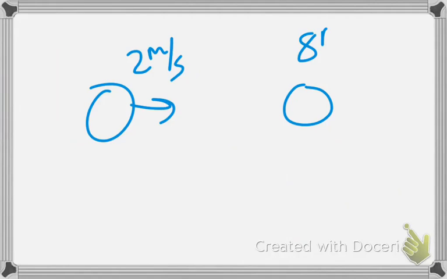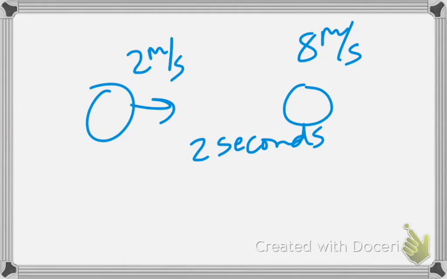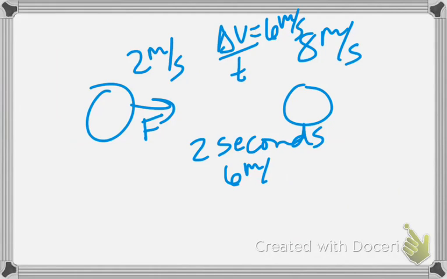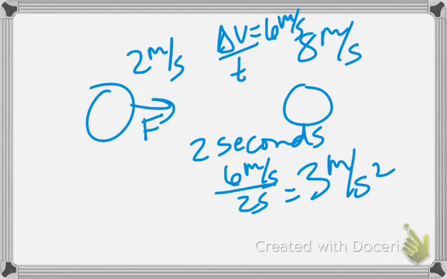if you want to speed up an object, let's say something is going from 2 meters per second to 8 meters per second, and you want to do it relatively quickly, let's say in 2 seconds, well, you have to have a force. You have to have something pushing on that object, causing it to increase in speed. That increase in speed comes out to be a change in velocity equal to 6 meters per second. That change in velocity over the amount of time, 6 meters per second over 2 seconds, gives you 3 meters per second squared. So there's our acceleration.